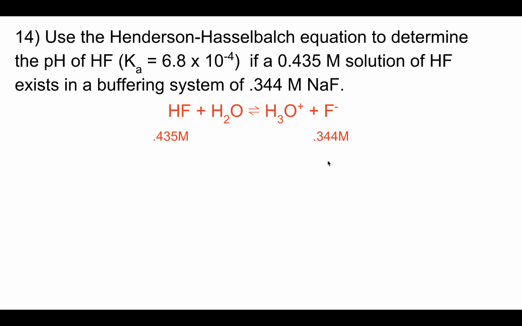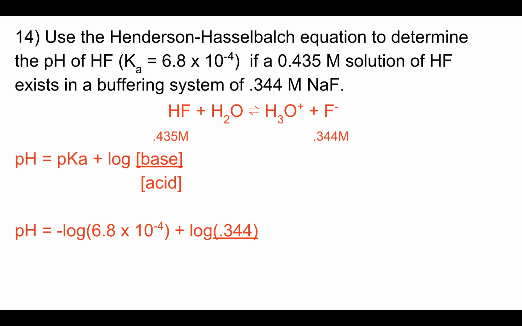So once we have those values, it's pretty simple. We're going to use the Henderson-Hasselbalch equation. So that's the pH is equal to the pKa plus the log of base over acid. And we're given all of these values. So the pH is the negative log of the Ka, which is the 6.8 times 10 to the negative fourth we were given, plus the log of the base, and that's our conjugate base. So that was added with our salt, divided by the acid, which is the 0.435 molar solution of HF.